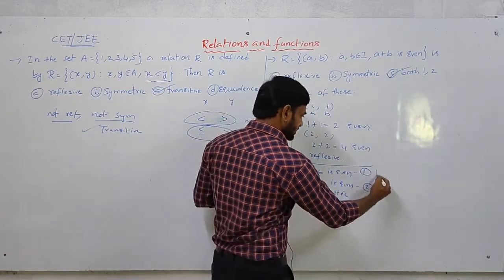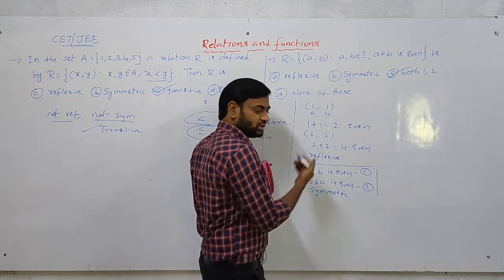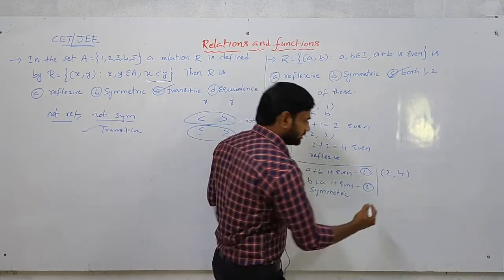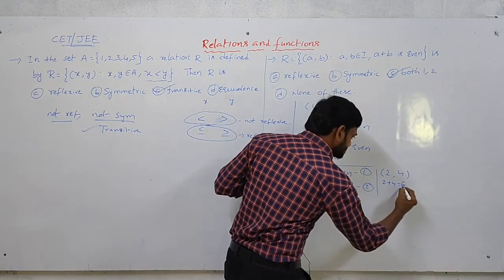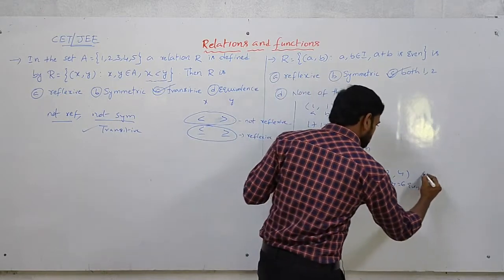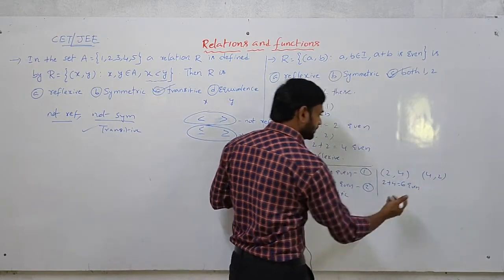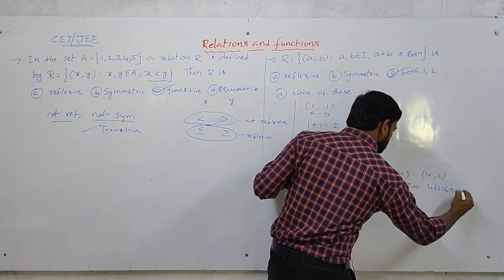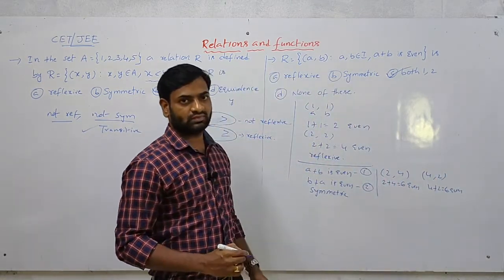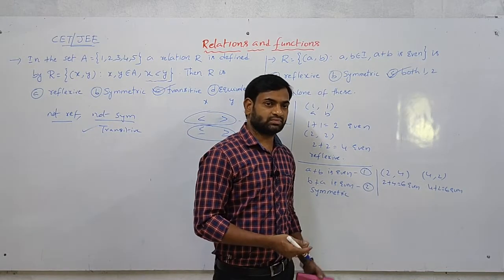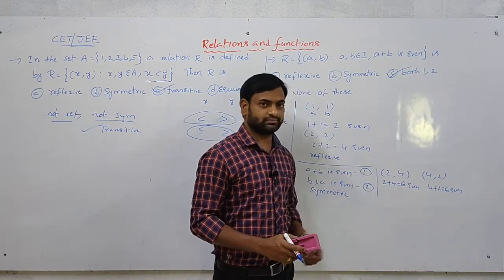So, try in this way. If you do not understand this, we can try this way also. Suppose I take 2, 4. 2 plus 4 is 6, and 6 is even. Yes, correct. Now I am checking the reverse, 4, 2. 4 plus 2 is again 6, also even. Condition satisfied. So it is symmetric. In this way, we have to check.